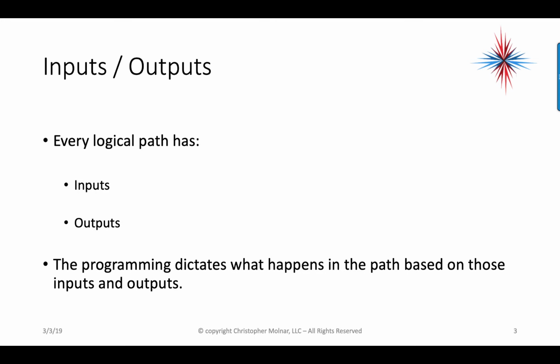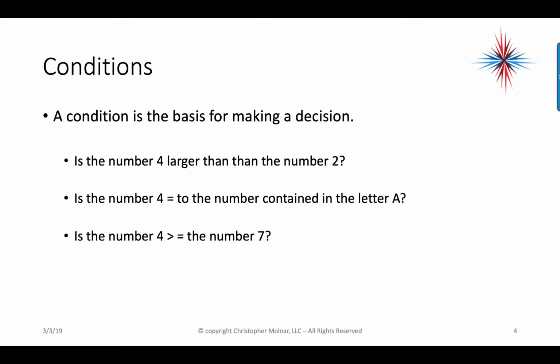Every logical path has inputs and outputs. The programming dictates what happens in the path based on those inputs and outputs. We're going to talk about conditions. A condition is the basis for making a decision. Is the number 4 larger than the number 2? Is the number 4 equal to the number contained in the letter A? Is the number 4 greater or equal to the number 7? All of these are conditional statements.